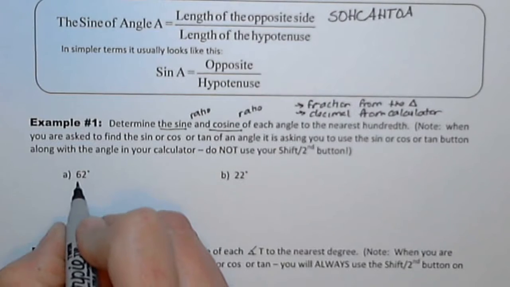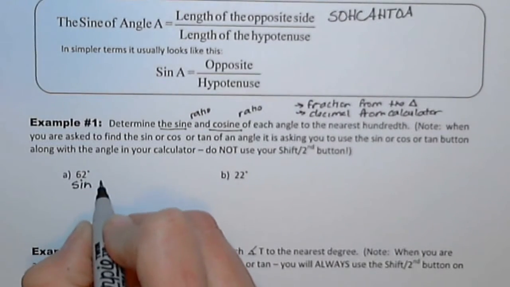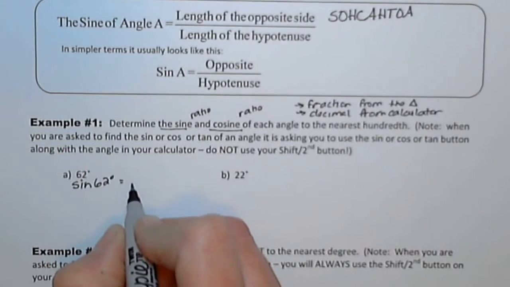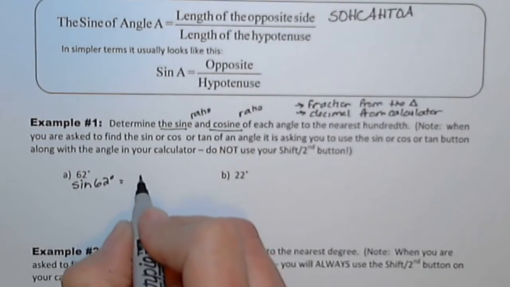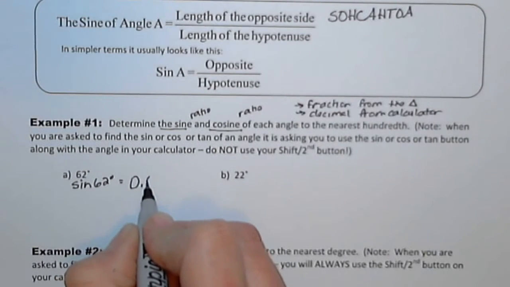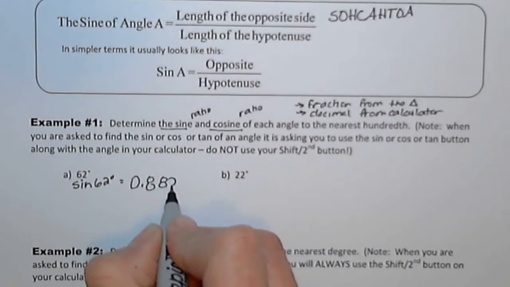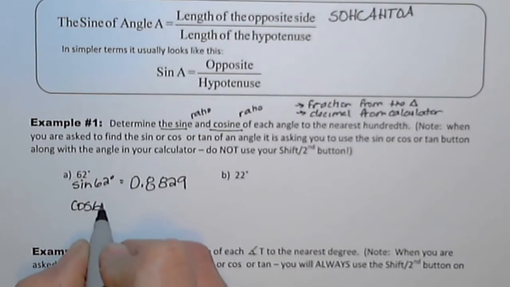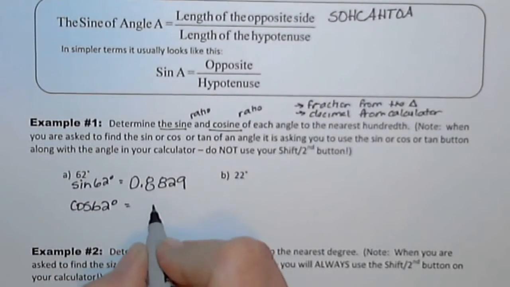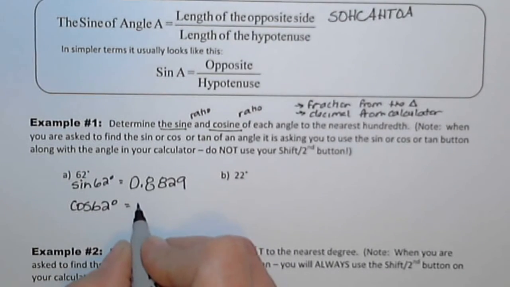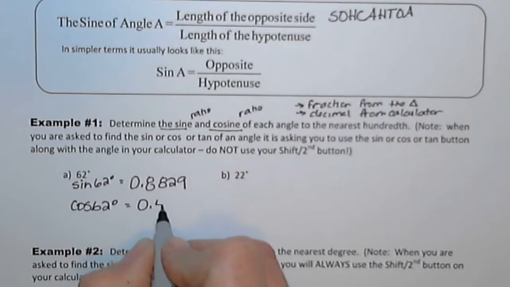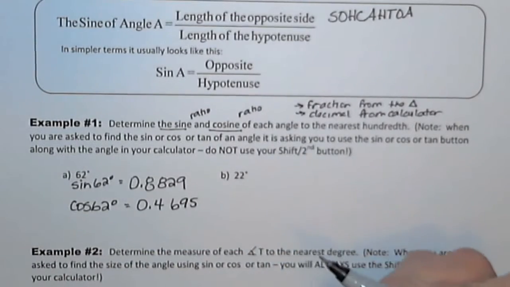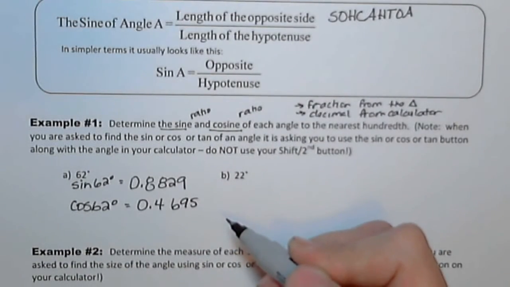So all we're going to do is find the sine of 62. Punch 62 sine or sine 62 into your calculator depending on how it works, and you should end up with 0.8829. And again, let's do the same for cosine of 62 degrees. Hit 62 cos, or cos of 62 in your calculator, and you should end up with 0.4695.